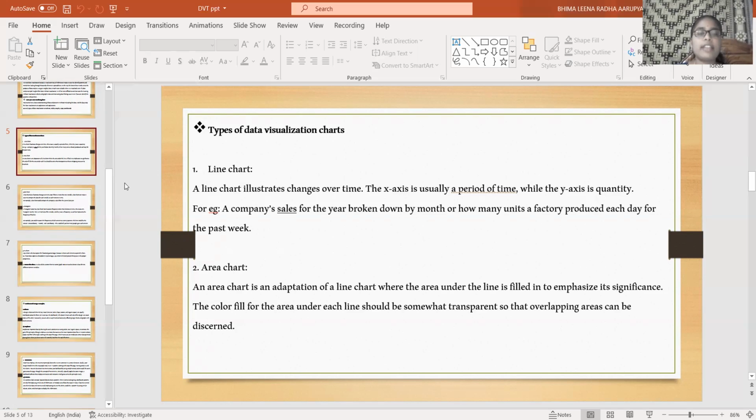Area chart. The second one is the area chart. An area chart is an adaptation of a line chart where the area under the line is filled in to emphasize its significance. The color fill of the area under each line should be somewhat transparent so that overlapping areas can be discerned. We are much aware of the area chart, right?